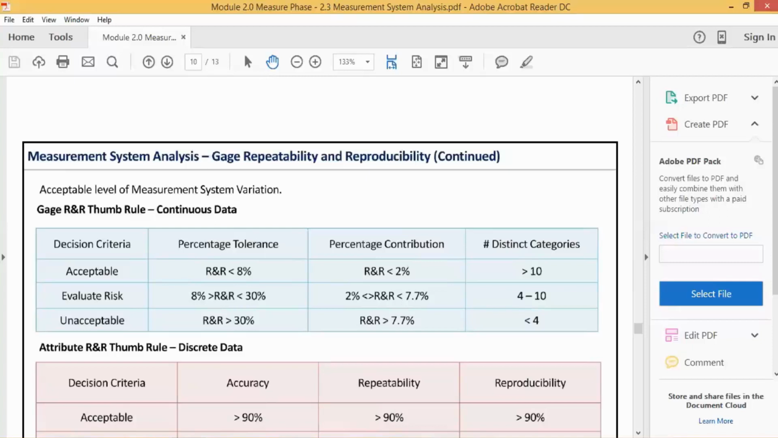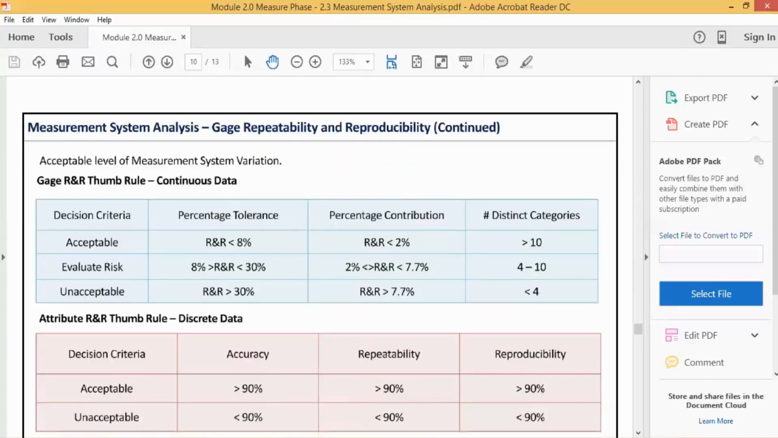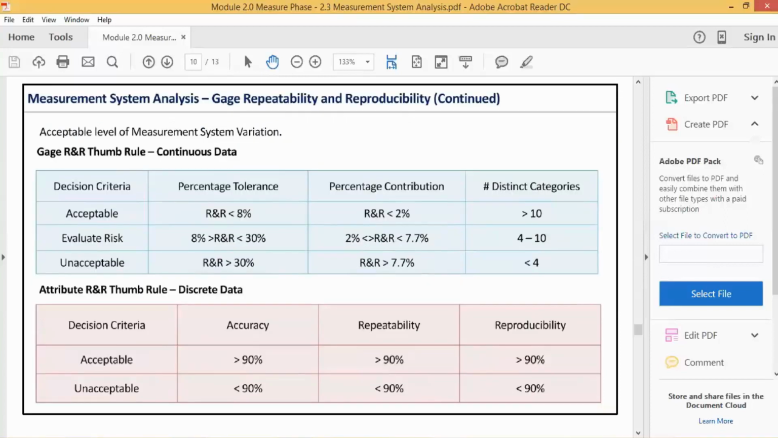This has been defined by the Six Sigma Council people. This is a universal rule. This is for continuous data. Continuous data is that data which can be measured, and discrete data is that data which cannot be measured by a measuring scale. So gauge R&R for continuous data is different, and for discrete data is different. Both are different.